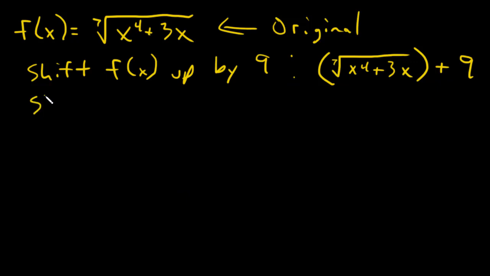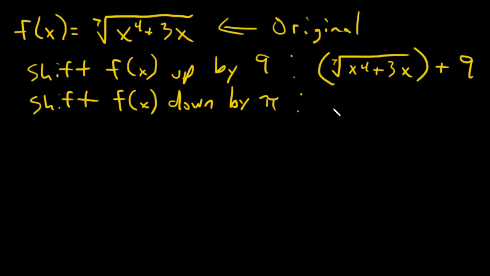If I want to shift f of x down by, I don't know, pi, I take the original function in parentheses to really emphasize, the 7th root of x to the 4 plus 3x, and then I subtract pi. That's it. That is your very first transformation. That is a vertical transformation.